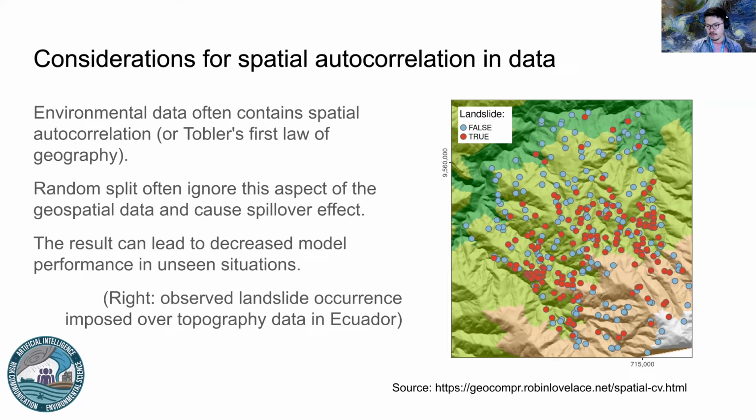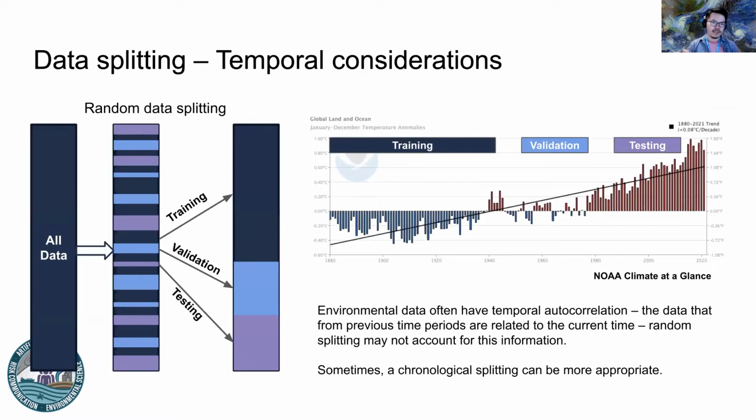Thus, in this online book, Geocomputation with R, you can see how you can do spatial cross validation in different ways to make sure that you account for the spatial autocorrelation in your data. And so that's for the spatial autocorrelation.